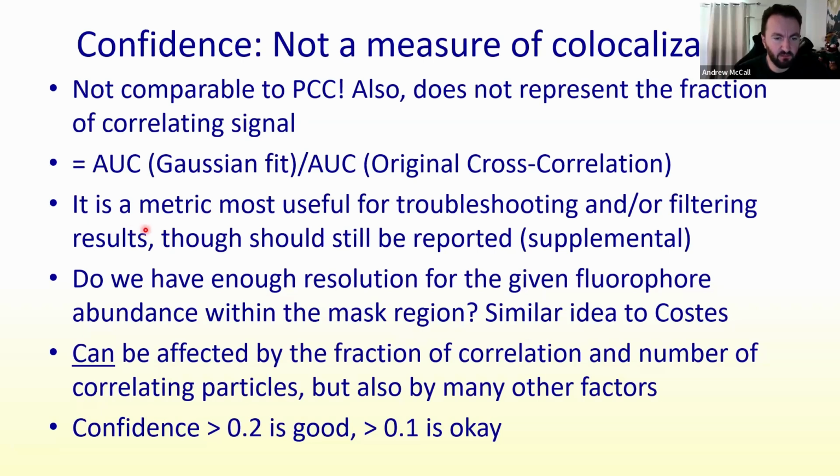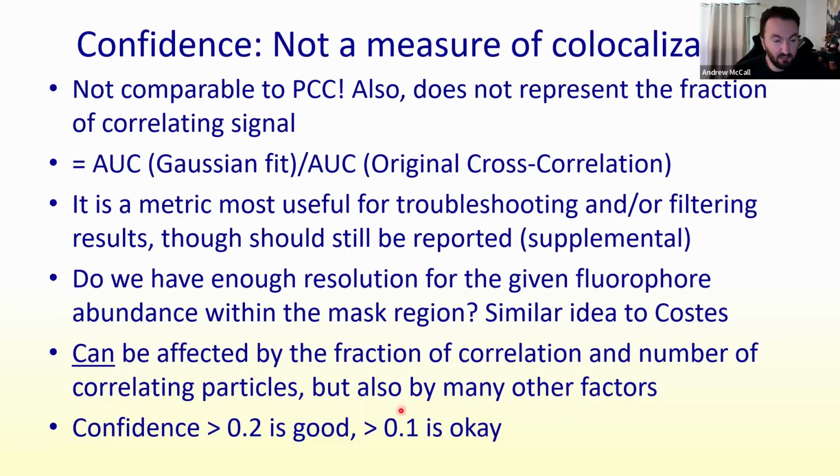What it's for is a metric useful mostly for troubleshooting or filtering results. I still feel it should be reported, but you can definitely put it in supplemental. This is not something that you should really be analyzing. What it's basically trying to ask is, do we have enough resolution for the given fluorophore abundance within the mask region? This is a similar idea to the Costes significance test, but with Costes, I find you often get a value of 1, which basically just means everything's fine. With confidence, you definitely get a lot more variation in your data.